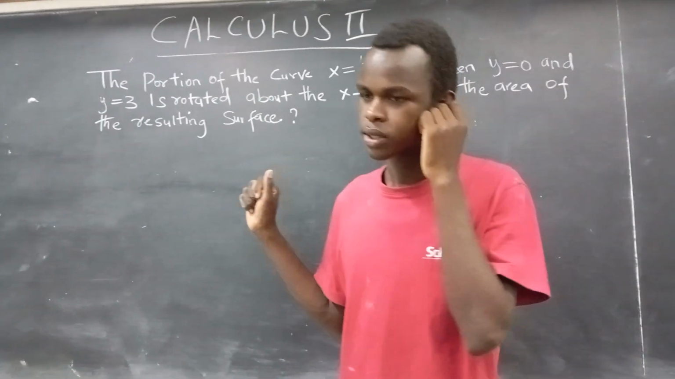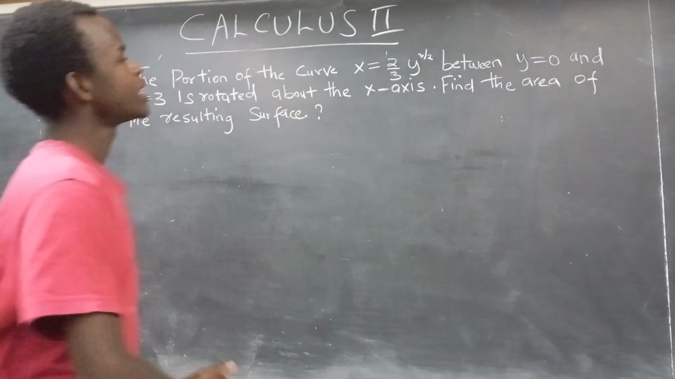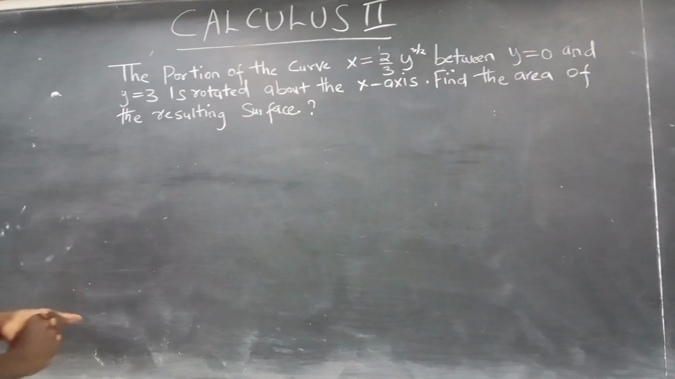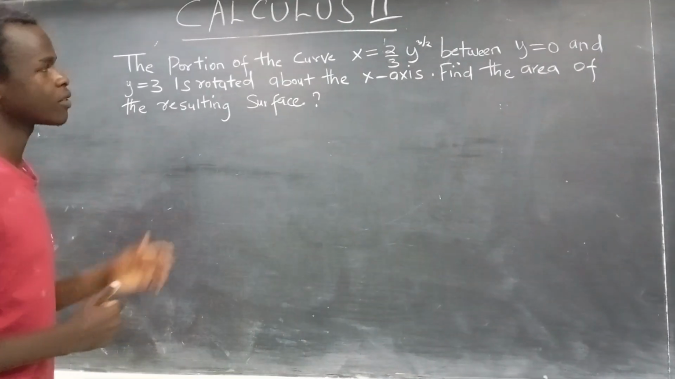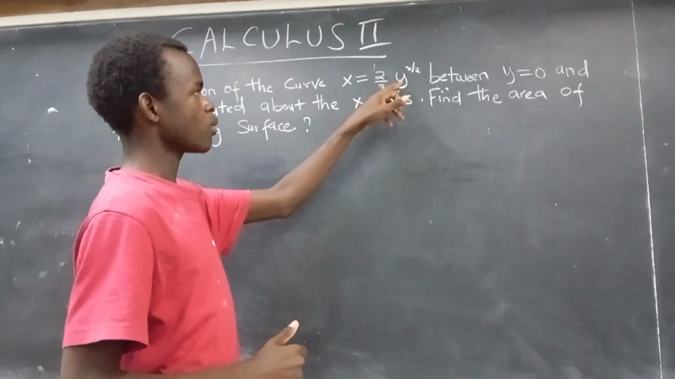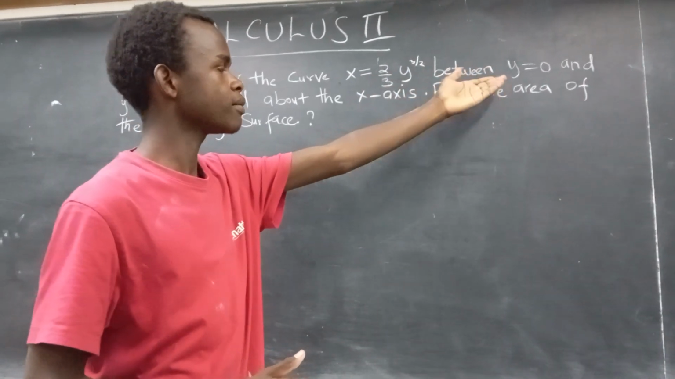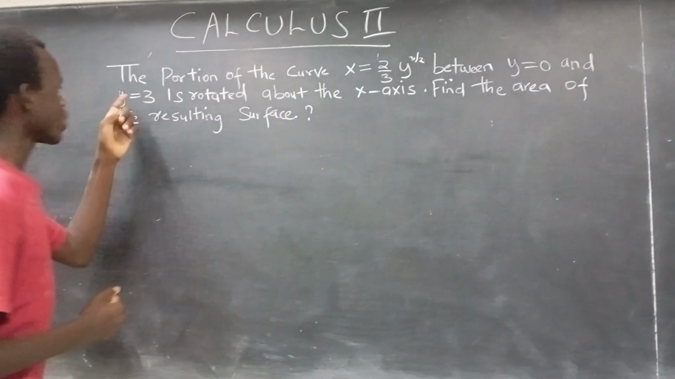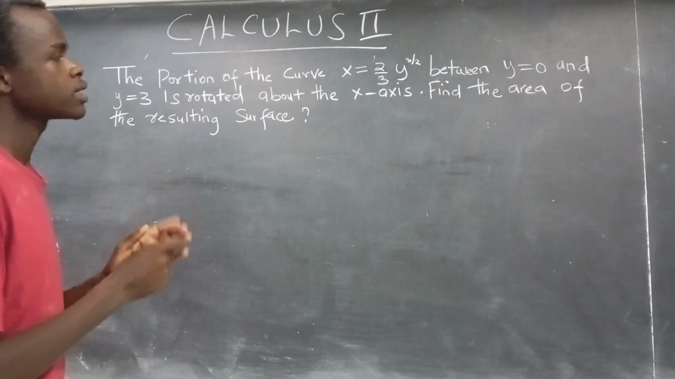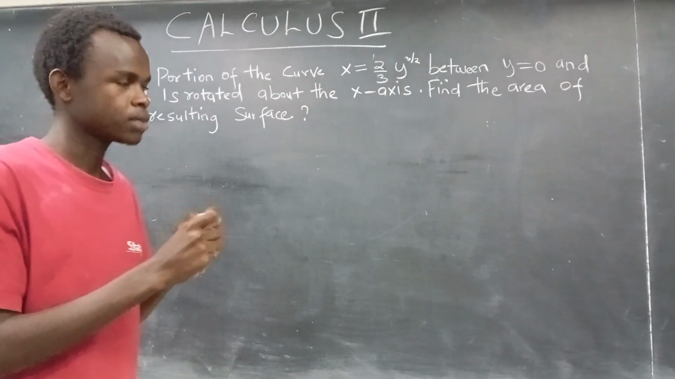So for this question, I was given the question by a student. The question says: the portion of the curve x equals 2 over 3 y to the 3 over 2, between y equals 0 and y equals 3, is rotated about the x-axis. Find the area of the surface as it's being rotated.